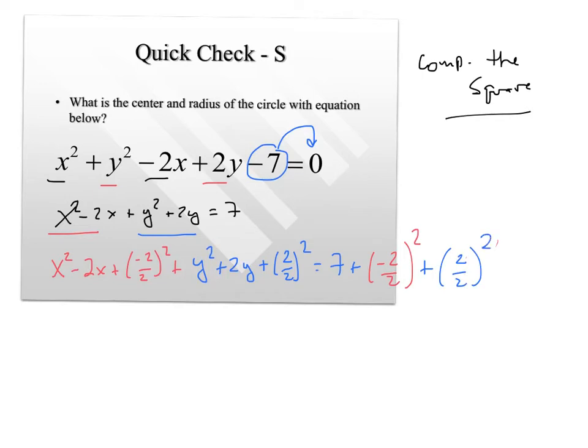Okay? So the middle term was -2, so I take that, divide it by 2, and square it. The middle term here was 2, so I take that, divide it by 2, and square it, and that allows me to complete the square. Inside the parentheses, this one is going to be -1, and this one is going to be +1.